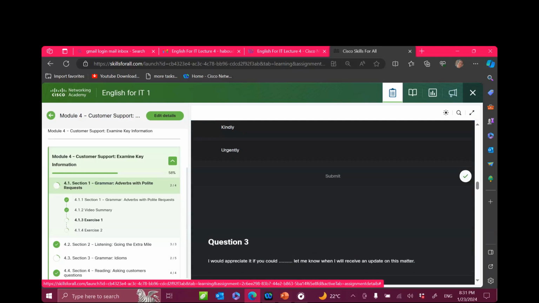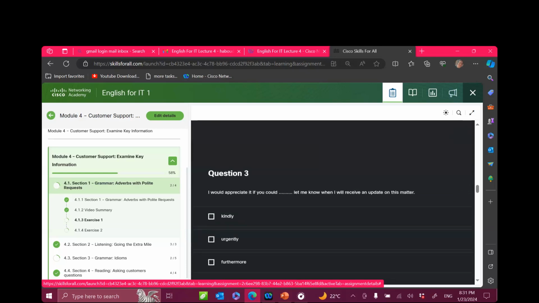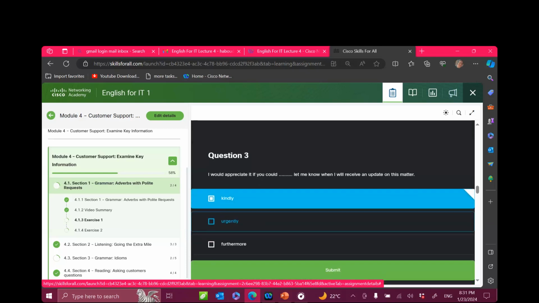Next, question number 3, it says, I would appreciate it if you could let me know when I will receive an update on this matter. What do you think? Kindly, urgently, furthermore. Here is it one sentence and another sentence? Here I have I would appreciate it if you could let me know. Let is a verb, so before it I need an adverb, so I can use kindly. I would appreciate it if you could kindly let me know.